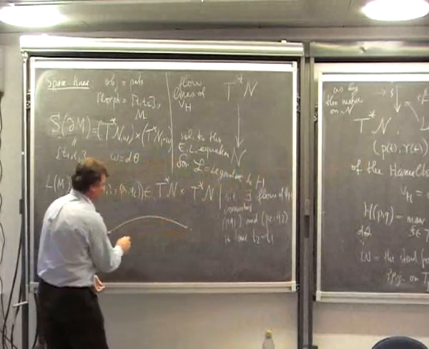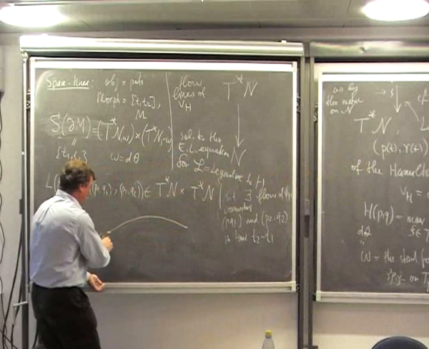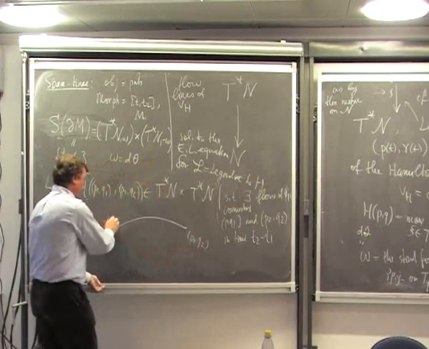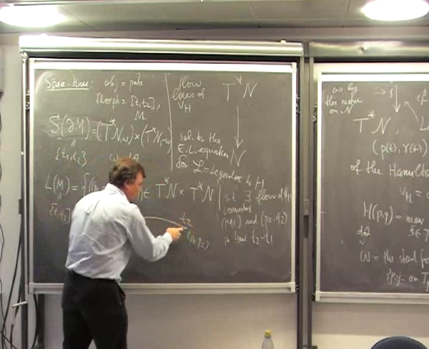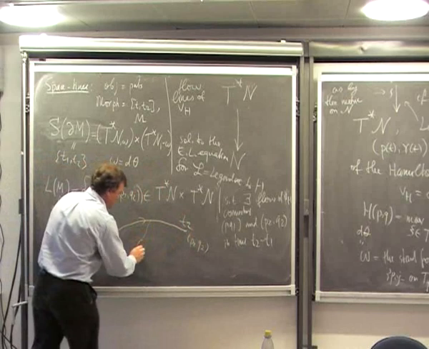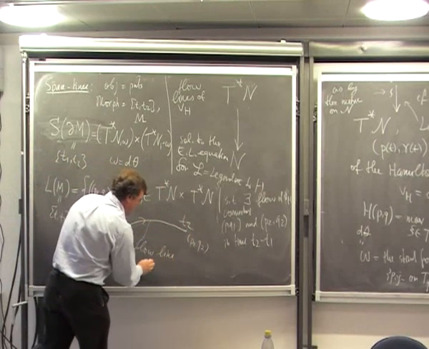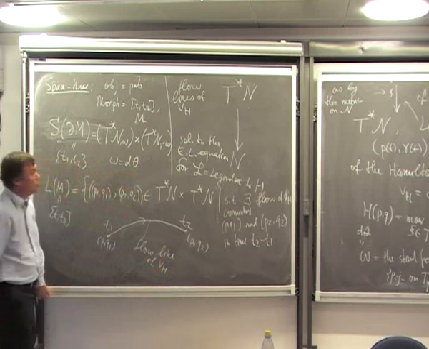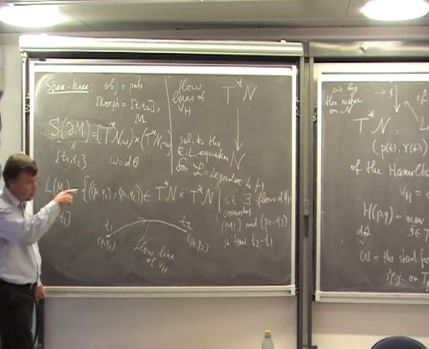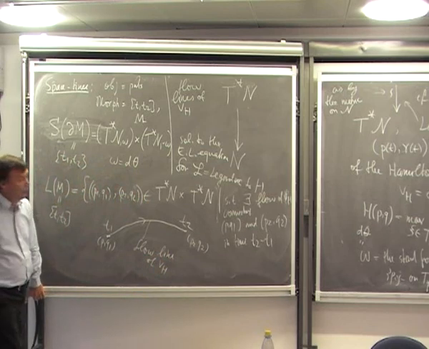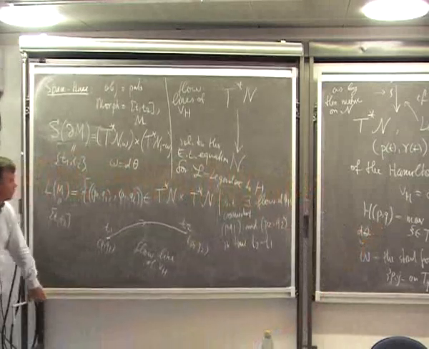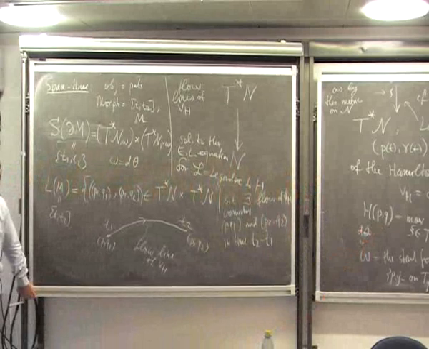So these are all pairs of points (P1, Q1), (P2, Q2), such that if you start here at time T1, you will arrive here at the time T2. And this is a flow line of the Hamiltonian vector field generated by the Hamiltonian, which is the Legendre transform of the Lagrangian. Is it clear?